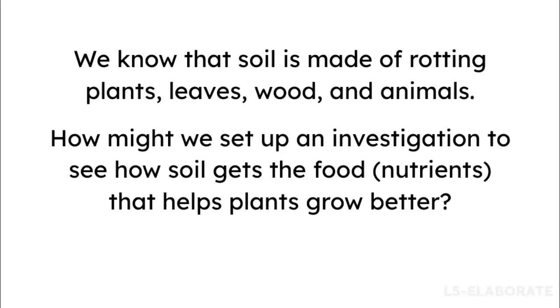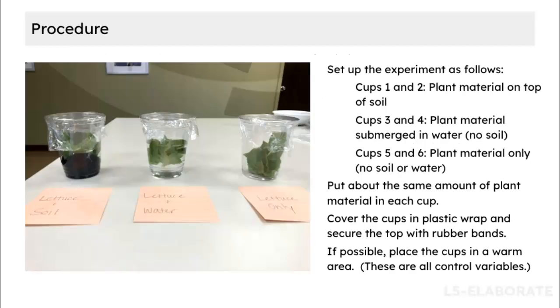For the Elaborate portion, you'll tell students that they know soil is made up of rotting material and ask how they might set up an investigation to see how soil gets the food or nutrients that help plants grow. You'll allow students to turn and talk, then share a few responses. For this next activity, you'll need to bring in plant material such as fruit or vegetable cuttings, leaves, or clippings. Students should set up the experiment according to the investigation instructions in the teacher guide and curriculum slides.